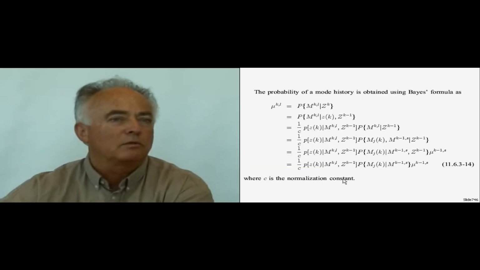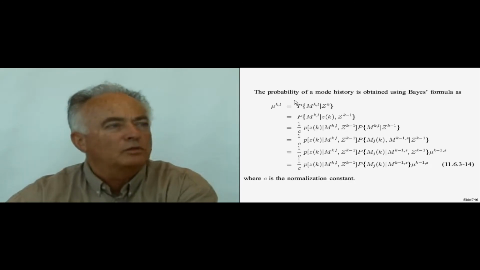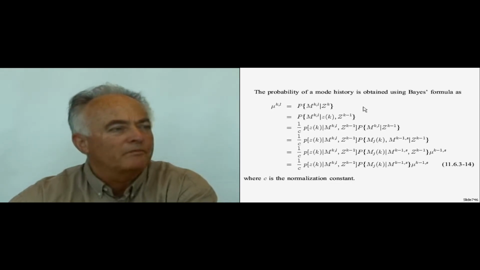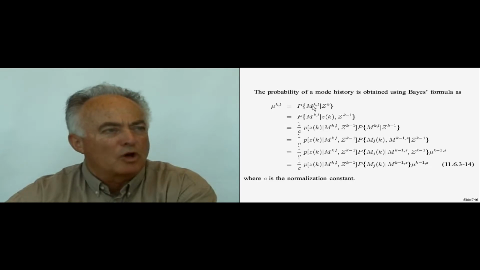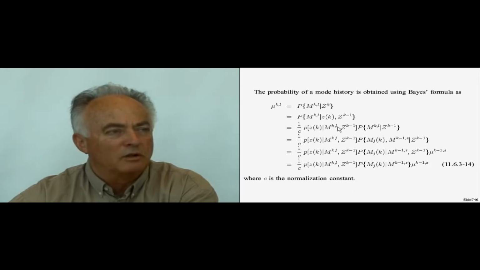Now, one thing that we should quickly go over is how to come up with the recursion for the probability of a mode history using Bayes' formula. Mu super kl, that's the probability of sequence number L through time k of modes, given the entire data, z super k, can be rewritten as the probability of the same sequence, given the latest piece of data and the previous data set. And as usual, we'll do switching with Bayes' formula between this M super kl and the latest piece of data. This will be then p of z of k given the sequence number L through time k and the past data, times the probability of this sequence through time k, sequence number L, given the past data.